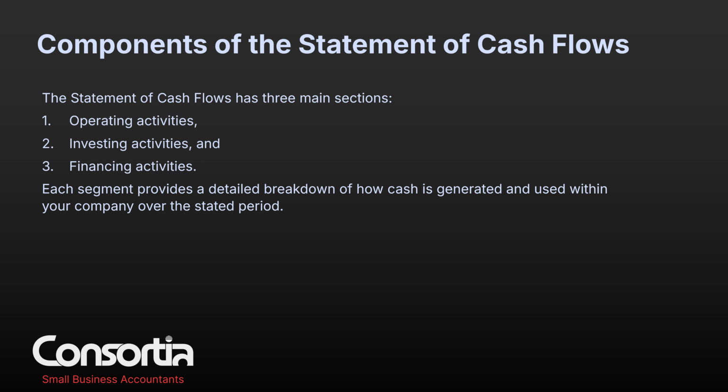Components of the statement of cash flows. The statement of cash flows has three main sections: 1. Operating activities, 2. Investing activities, and 3. Financing activities. Each section provides a detailed breakdown of how cash is generated and used within your company over the stated period.